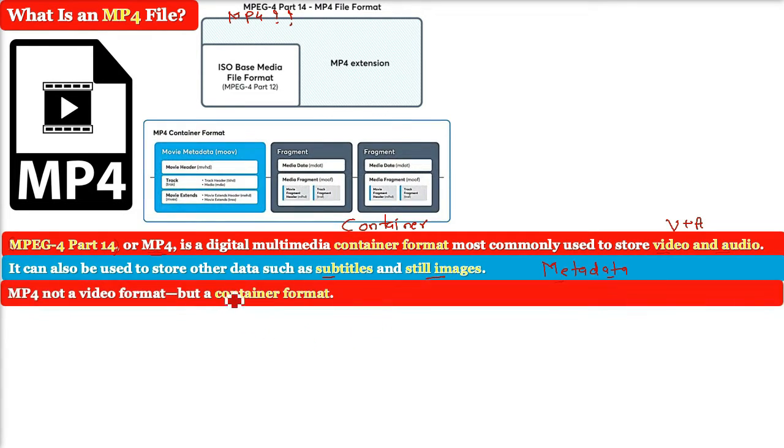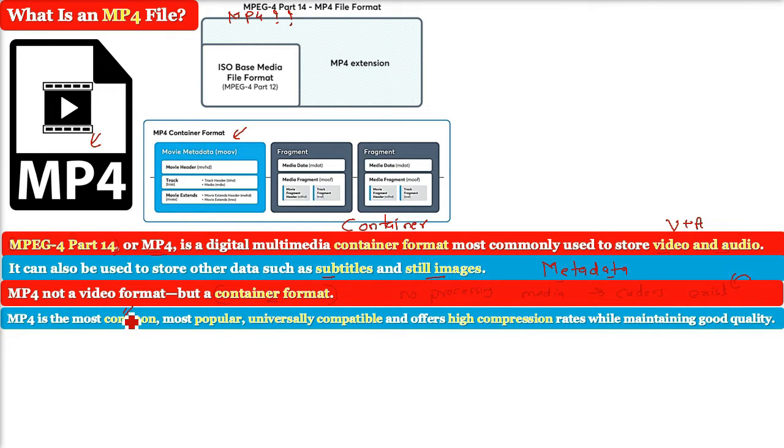MP4 is, strictly speaking, not a video format. It is a container format, so it does not have a native method of processing media. It actually relies on codecs only. A media player must support these codecs to play an MP4 file.